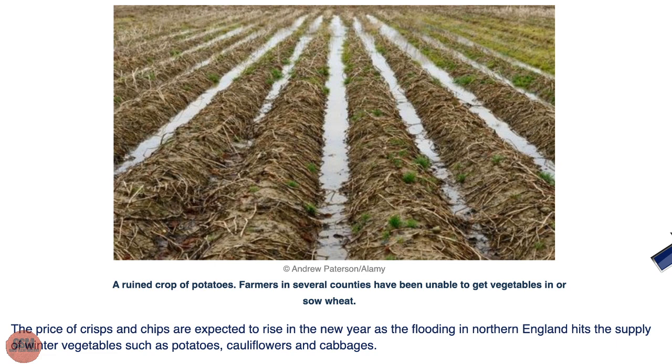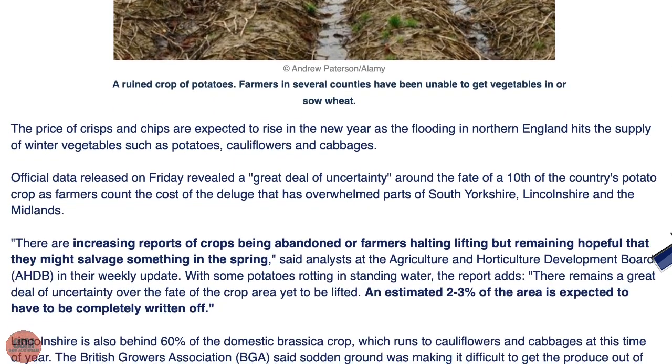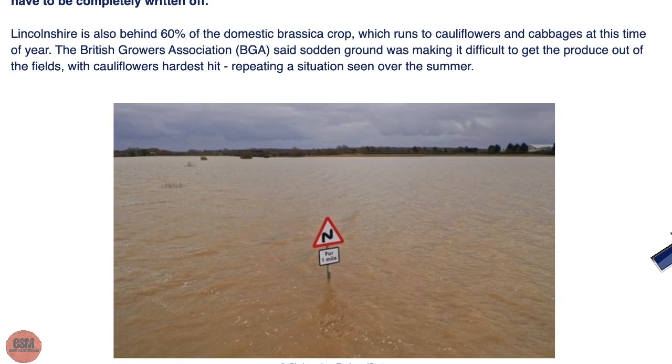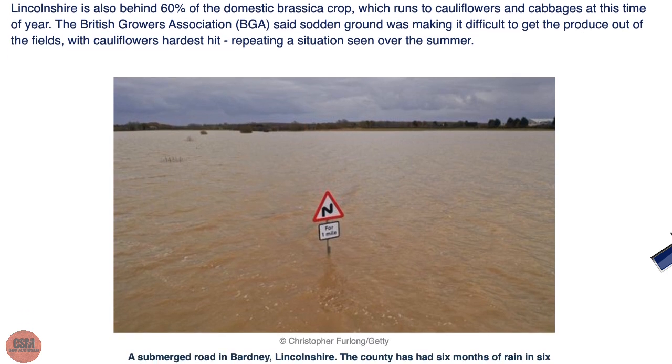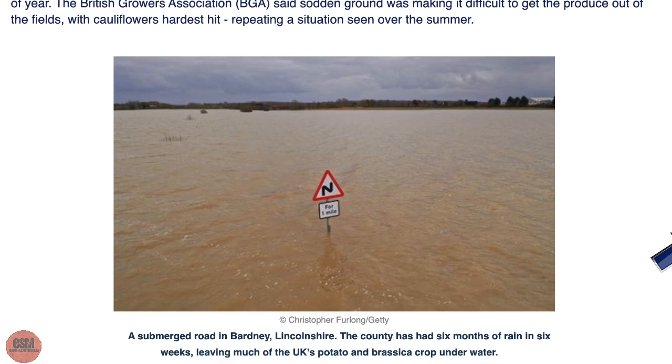It says here from the Agriculture and Horticultural Development Board, in their weekly update, with some potatoes rotting in standing water, the report adds, there remains a great deal of uncertainty over the fate of the crop area yet to be lifted. An estimated 2 to 3% of the area is expected to have completely been written off. Wow. Lincolnshire is also behind 60% of its domestic brassica crop, which runs to cauliflowers and cabbages at this time of the year. The British Growers Association said sodden ground was making it difficult to get produce out of the fields, with cauliflowers hit the hardest, repeating a situation seen over the summer.